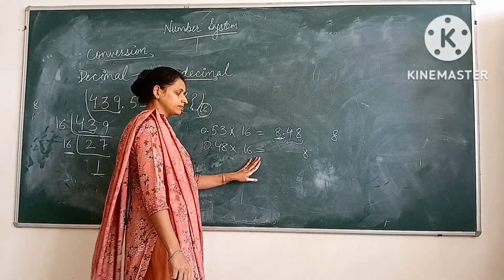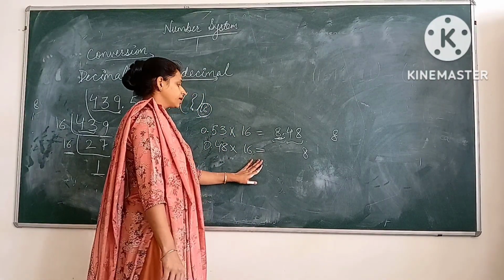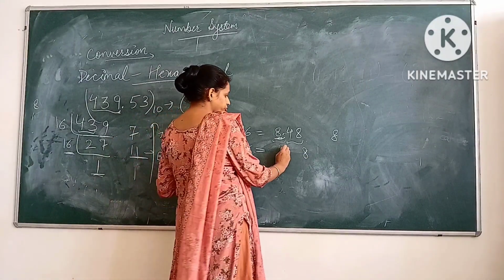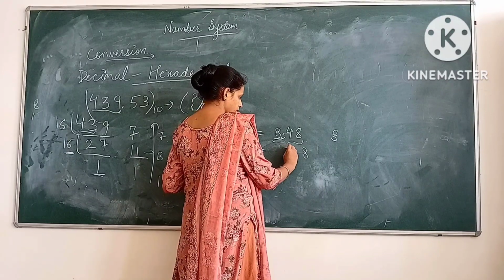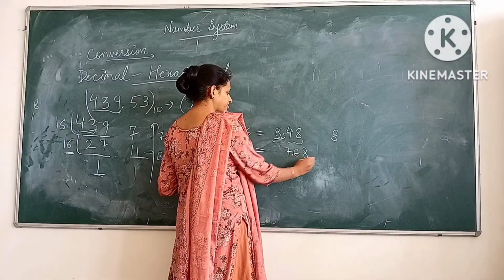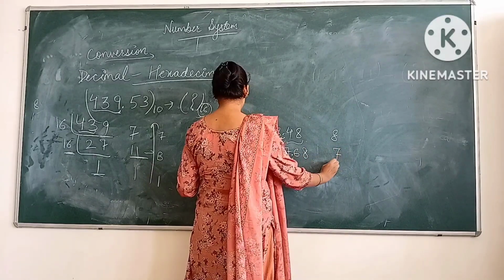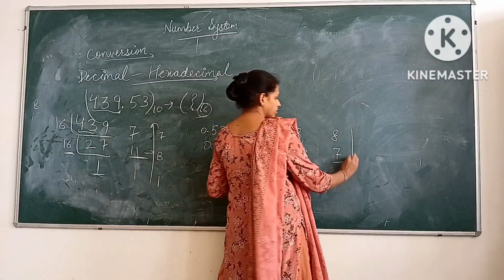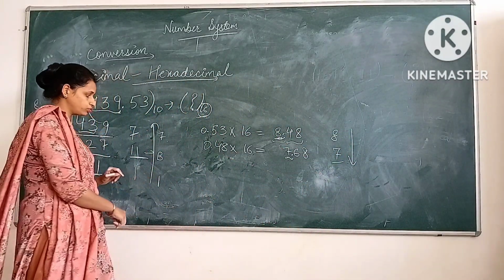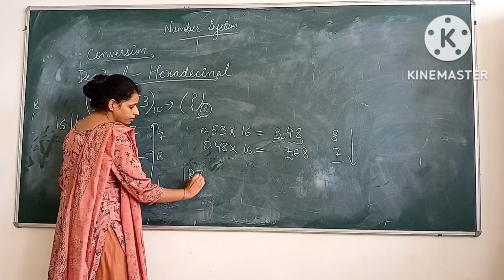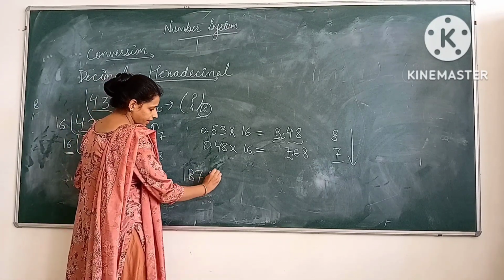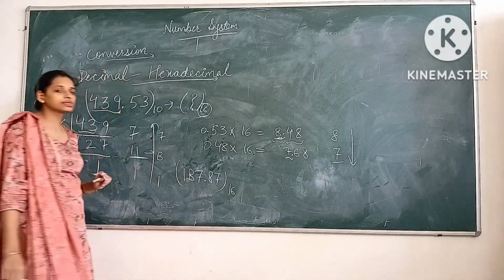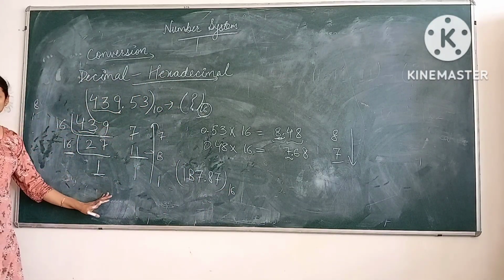8 16s are 128. So 8, 12 carry, and 16 fours are 64 and 12, 76. That is 7.68. This 7 is for the answer. Now the answer is from top to bottom. So the final answer is 1B7.87. This is decimal to hexadecimal conversion.